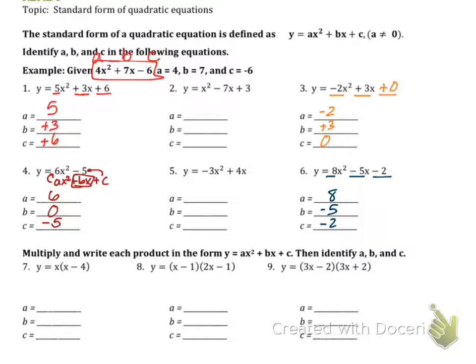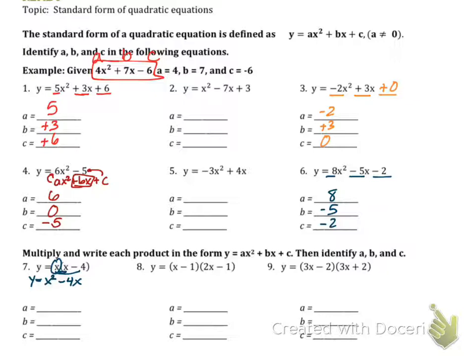For numbers 7, 8, and 9, you are multiplying and rewriting each product in the form y equals ax squared plus bx plus c. So we're going to take that stuff that we did earlier in module 1 and we're going to put it into practice. So we're going to take that term on the outside and distribute it in. So y equals x times x gives me x squared, and x times negative 4 gives me negative 4x.